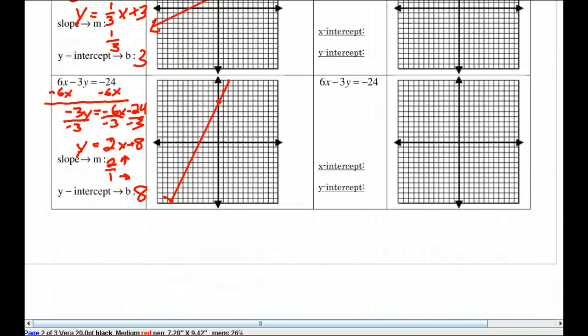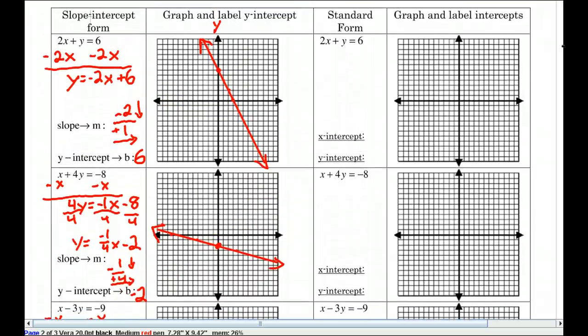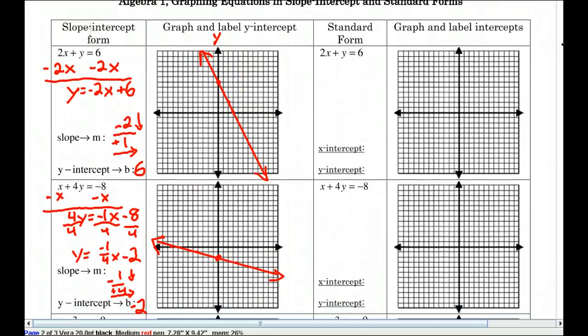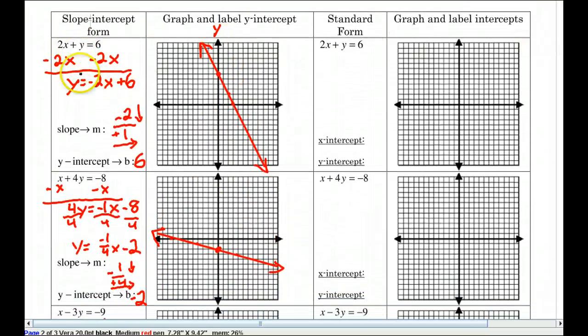So here we go. All these equations on both sides, because they're the same in both columns, are in standard form. That's when the left-hand side has the variables, the x first, the y second, and then the right-hand side is the number. That's called standard form. Over here, it started in standard form, and we converted it to slope-intercept form, which is y equals negative 2x plus 6.